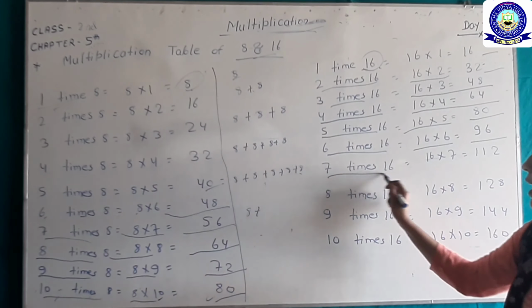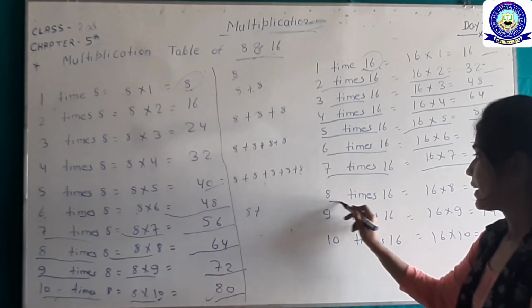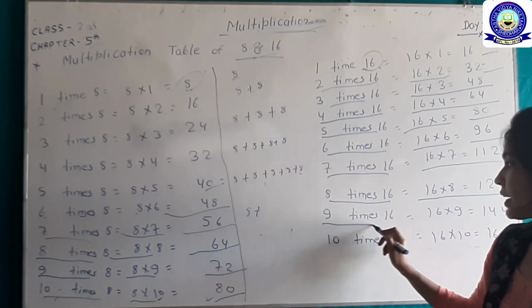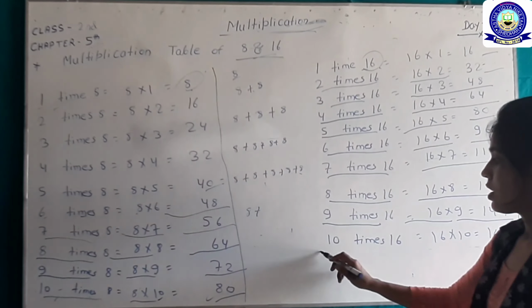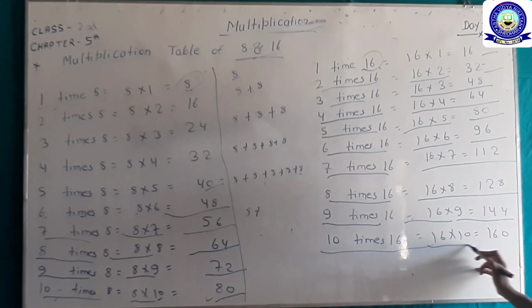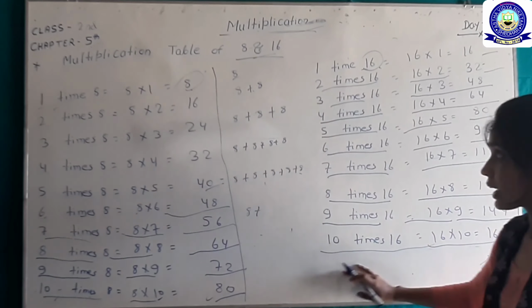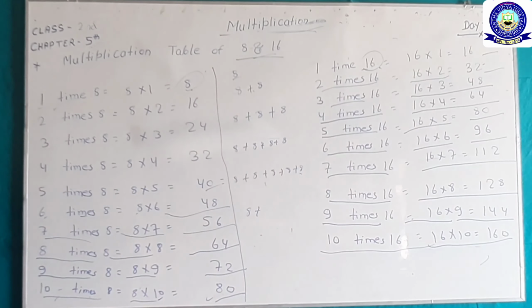When we write 7 times 16, 16 into 7, we get 112. When we write 8 times 16, 16 into 8, we get 128. When we write 9 times 16, 16 into 9 equals 144. When we write 10 times 16, 16 into 10, we get 160. This is the table of 8 and 16, and you have to write the tables 1 to 20 in this chapter.